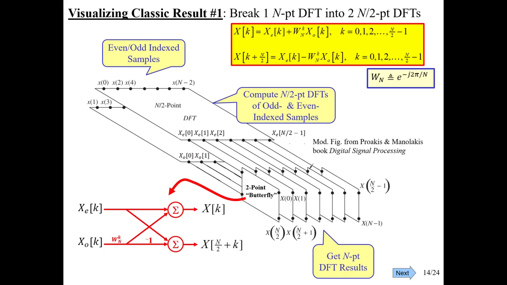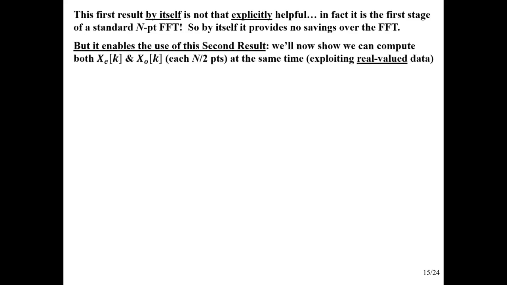So we know that we can do that. And this result by itself doesn't really do anything for us, because if we just did the full FFT, it's going to be in there. But by doing it explicitly, we're going to be able to do the second part of this trick. And that's this. Each of these N over 2 point DFTs, we can compute at the same time with one complex N over 2 point FFT. And that's because all of our data is real.